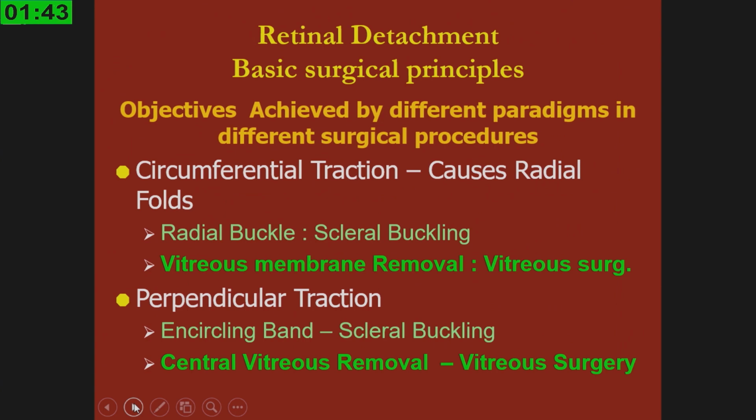Now you want to tackle your traction. So for circumferential traction, radial folds, how will you manage? If you want to do a scleral buckling, you'll actually need to put a radial buckle. We don't do it nowadays. If you have a patient like that, go ahead and do a vitreous surgery. Remove that membrane. If you have perpendicular traction, here you can put an encircling band and the circumference will become less and the retina will settle. Or do a central vitreous removal in a vitreous surgery.